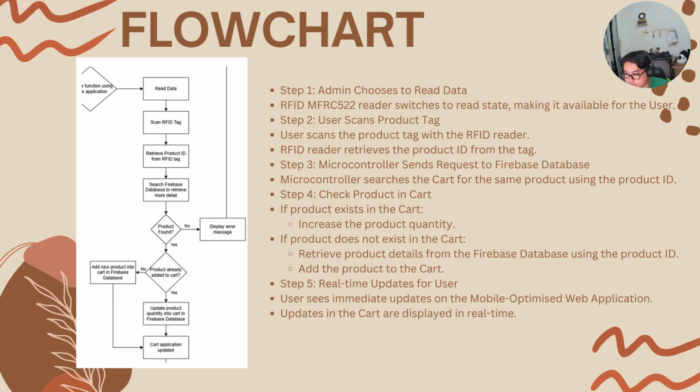This part shows how the microcontroller reads the data from the tag. After the admin has chosen to read data, the RFID MHR3522 reader will change its state to read state, which means it is available for the user to use the cart. The user has to scan the product tag to the RFID reader, and it will retrieve the product ID from the tag. Once the product ID is retrieved, the microcontroller will send a request to the Firebase database to search the cart for the same product. If the product exists, it means the product is already added to the cart, so it will just increase the quantity.